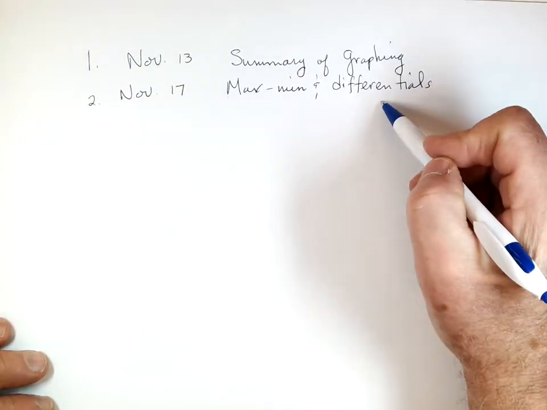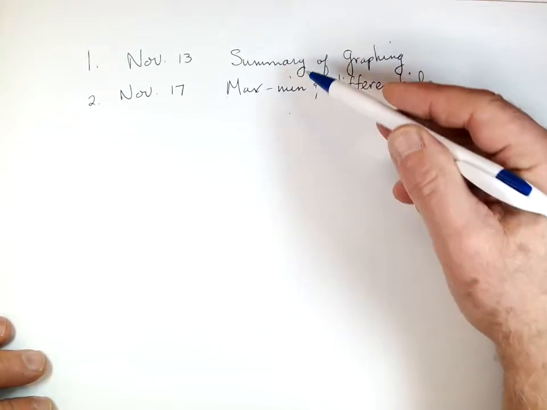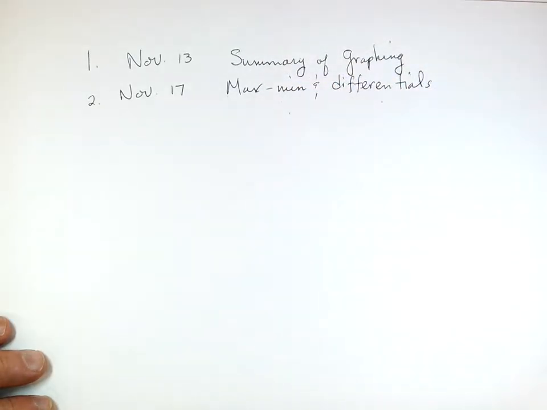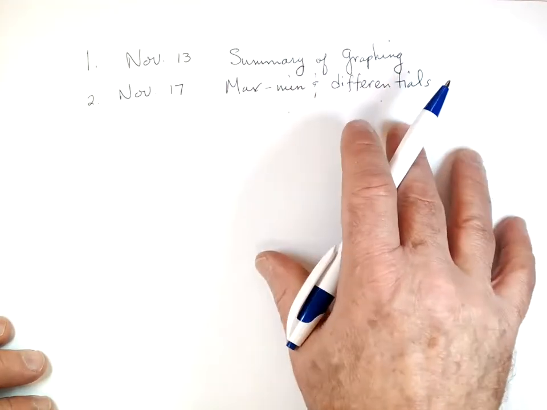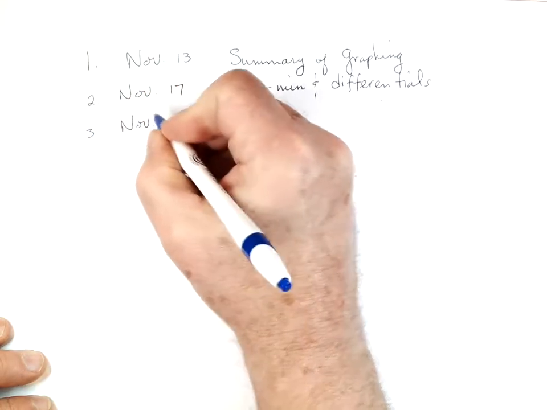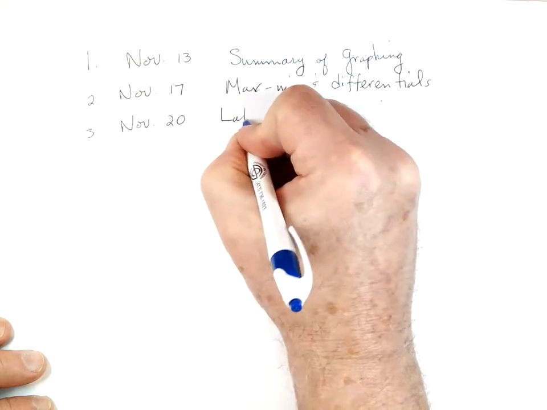Differentials are not on the test. There will be 2 max-min problems on the test, however. Okay? 2 graphing problems and 2 max-min problems on the test. Okay? That will finish chapter 3. November 20th, next Thursday, we're going to do a lab and review.